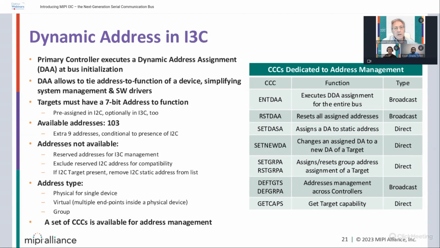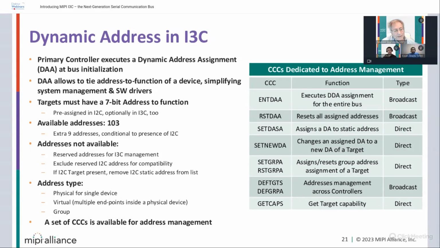In reality, there is a number of reserved addresses that are used by I2C. So the effective number of addresses is less, but it's probably way more than you would need. Because on a real bus, you probably won't have more than 10 to 20 devices on a single bus. So having close to 100 devices is probably more than enough.